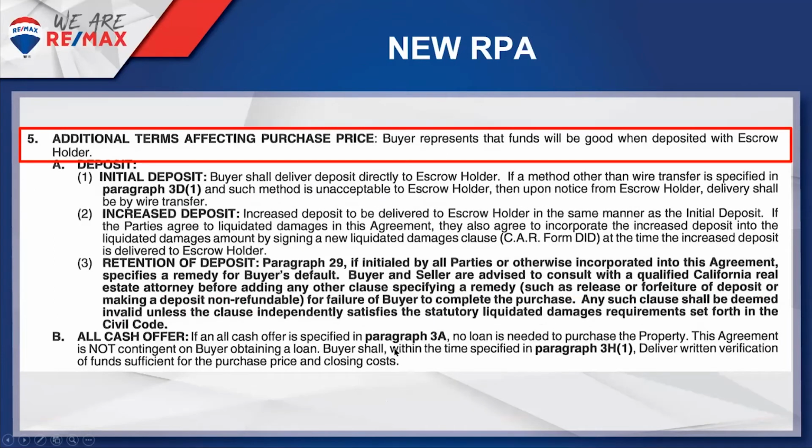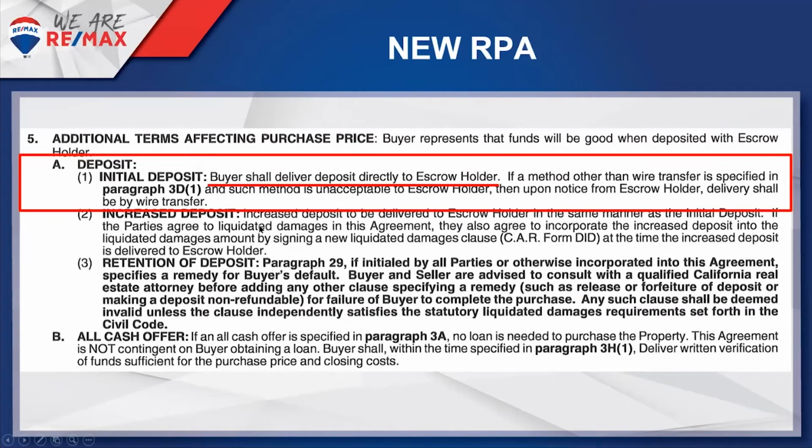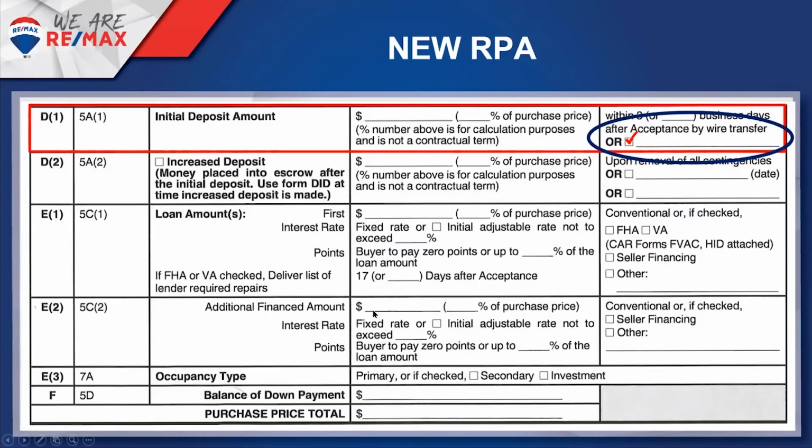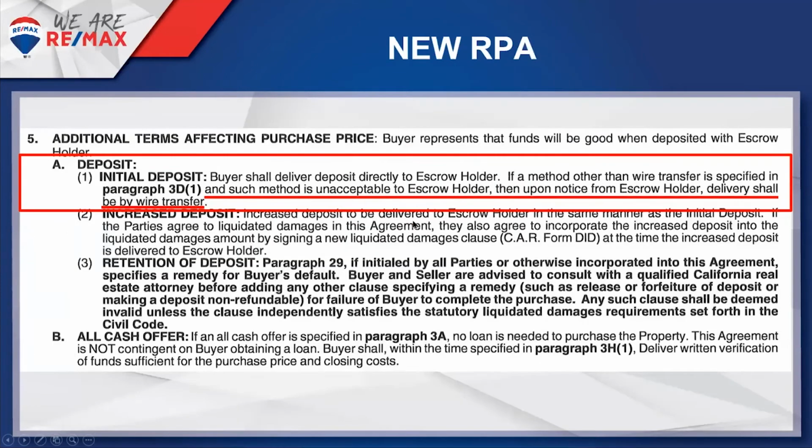Additional terms affecting the purchase price. Okay, buyer represents the funds will be good when deposited in escrow. That's nothing new there. The buyer will deliver the deposit directly to escrow, as outlined in paragraph 3D1. So 3D1, it's by wire transfer and you could write in something here, personal check. The buyer wants to take a personal check. Now, often escrow doesn't want to receive a personal check, so that could be problematic.